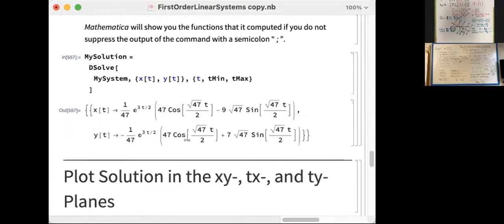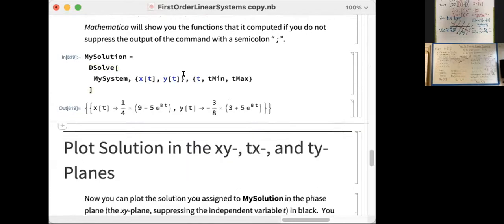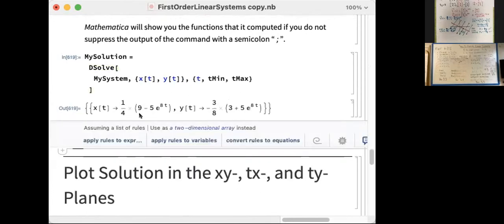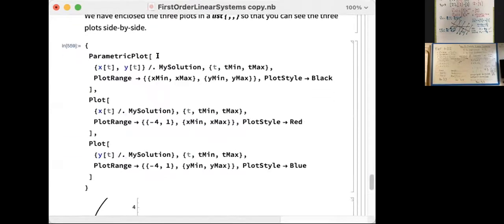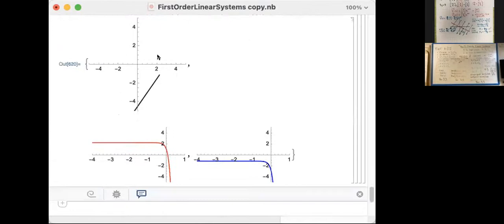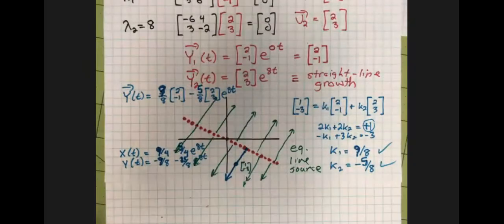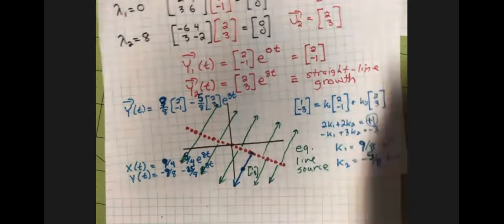If you'd like to see Mathematica confirm that solution, just have it compute and you can match this against the numbers that we eventually wrote correctly. Not very exciting to make those errors. How about solutions in the plane? There's a straight line solution shooting out. And here's just two exponential growth curves upside down. Very extreme ones, remember, because I was dealing with e to the 8t. Okay, that is called an equilibrium line source.